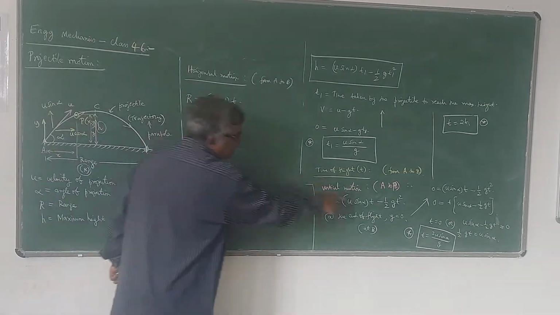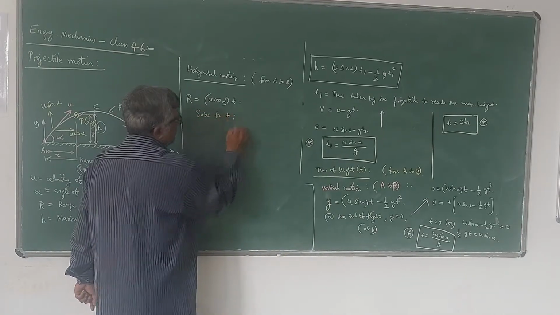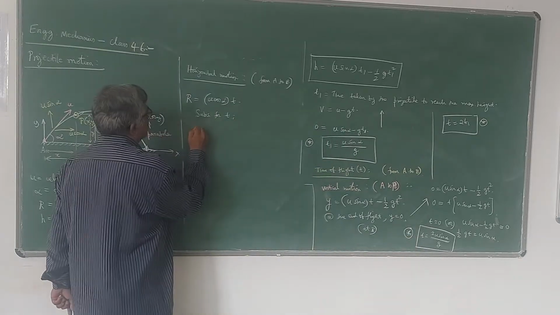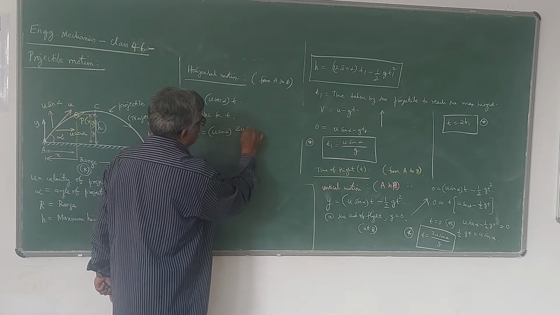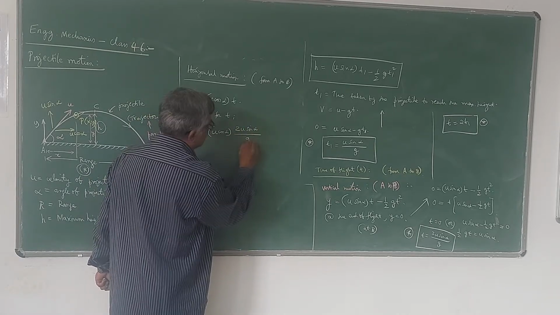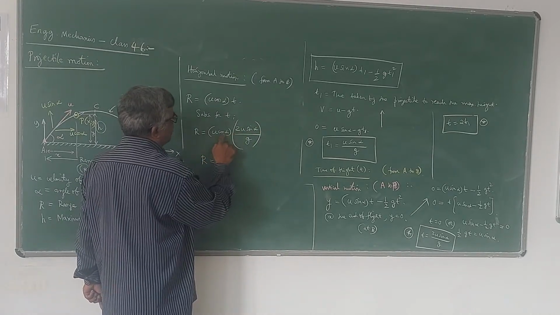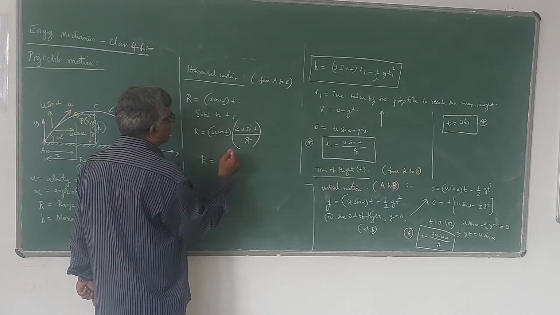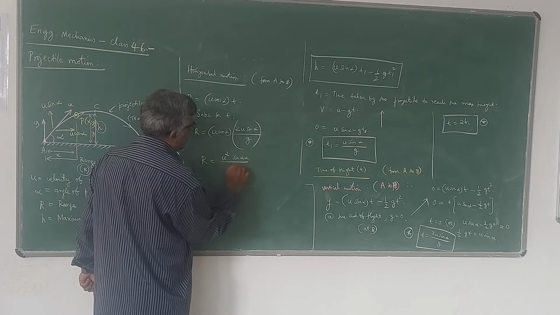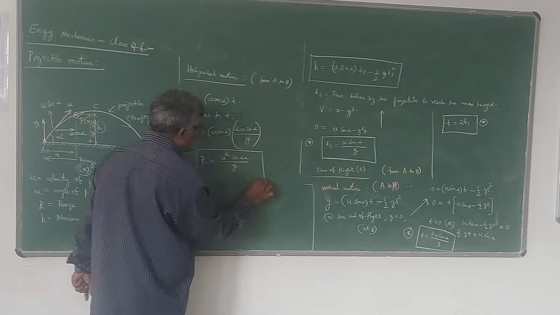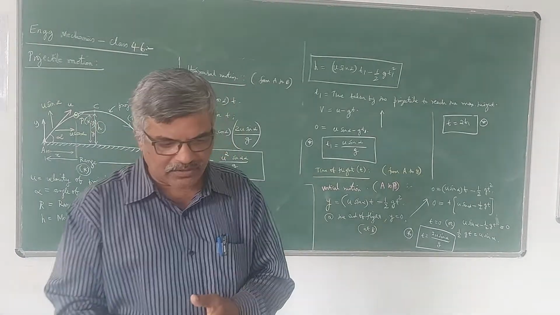Now substitute for T from this equation. So substituting for T from this equation, what you will get, R is equal to u cos alpha into 2u sin alpha divided by g. Or in other words, R is equal to u square into 2 sin alpha into cos alpha. 2 sin alpha into cos alpha is sin 2 alpha. So it becomes u square sin 2 alpha by g. So this is the expression for the horizontal range, or simply range. So this is how we can derive the equations.